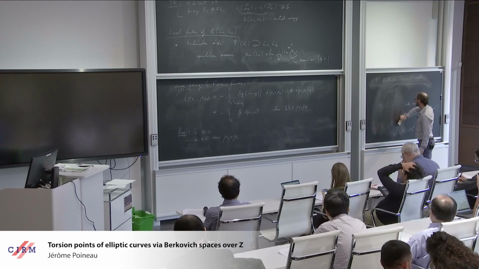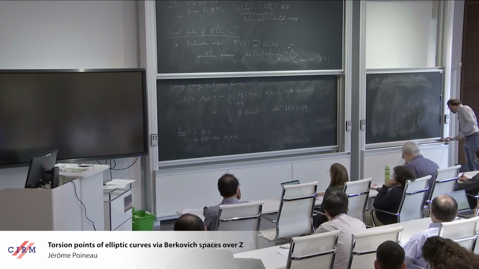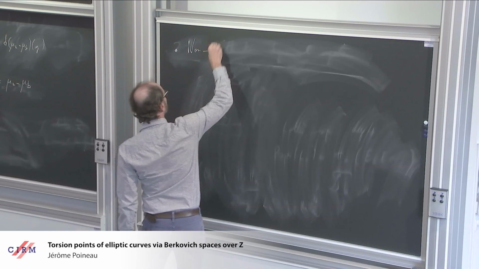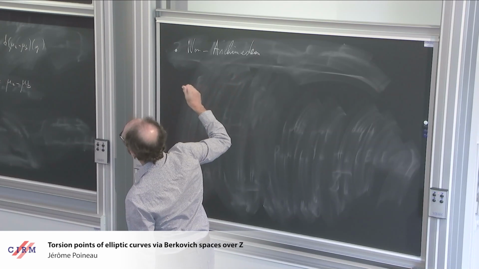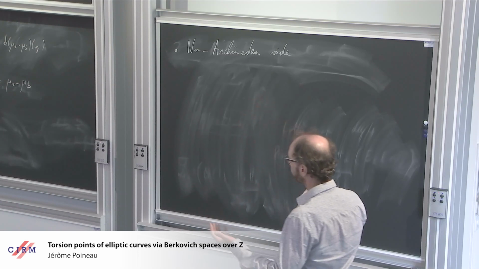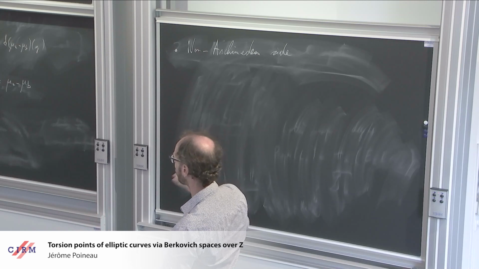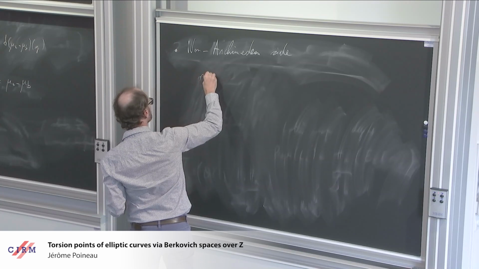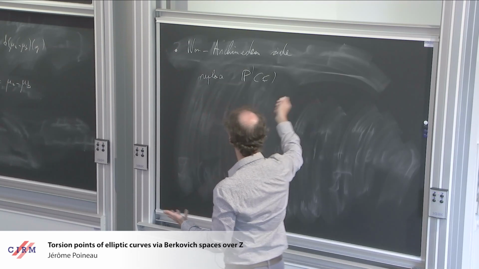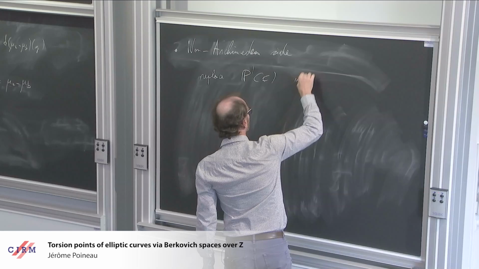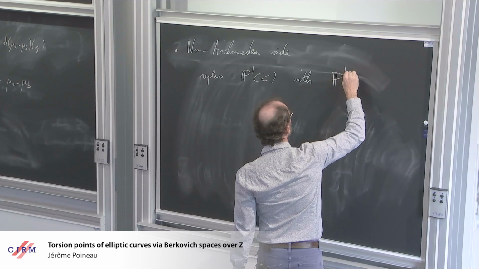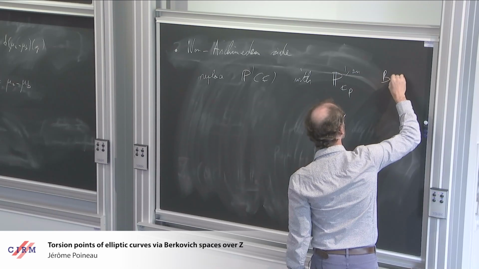And now, of course, I want something similar in the non-Archimedean setting. Non-Archimedean side. So I want to say that everything works the same. What are the replacements for the various things I wrote down there? The first thing is P1 of C. Of course, you don't want to act anymore on P1 of C. So you replace this one with, in the case of C_p, P1 analytic over C_p. So this is the Berkovich projective line.